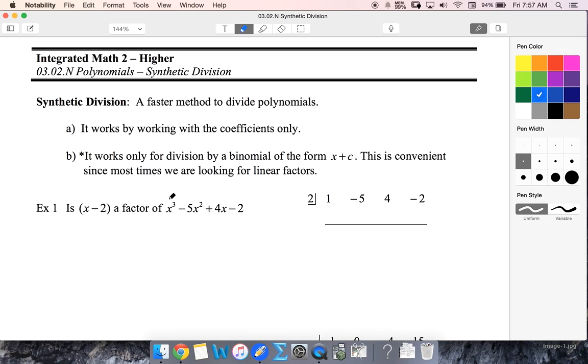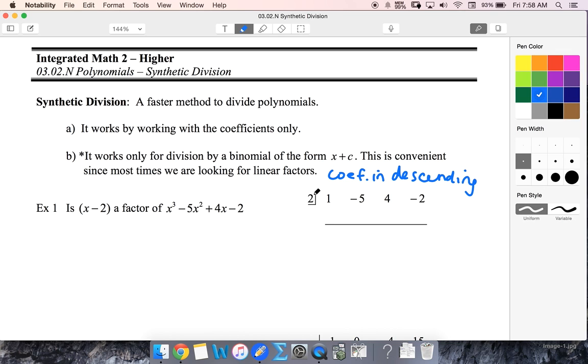So what we do is we take what we're dividing and we put the coefficients in descending order, and they have to be all the coefficients. So if I was missing an x squared term, I would have to put a 0 here. But right now I've got my 1, -5, +4, -2. I write those up top.